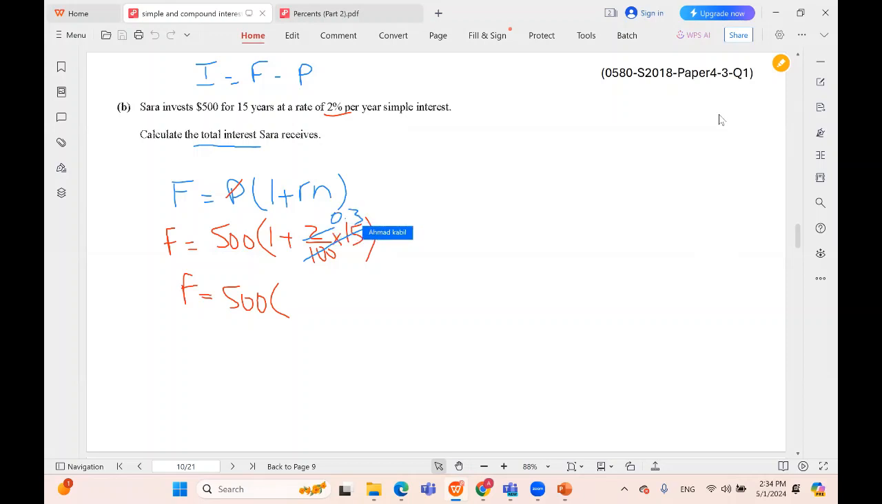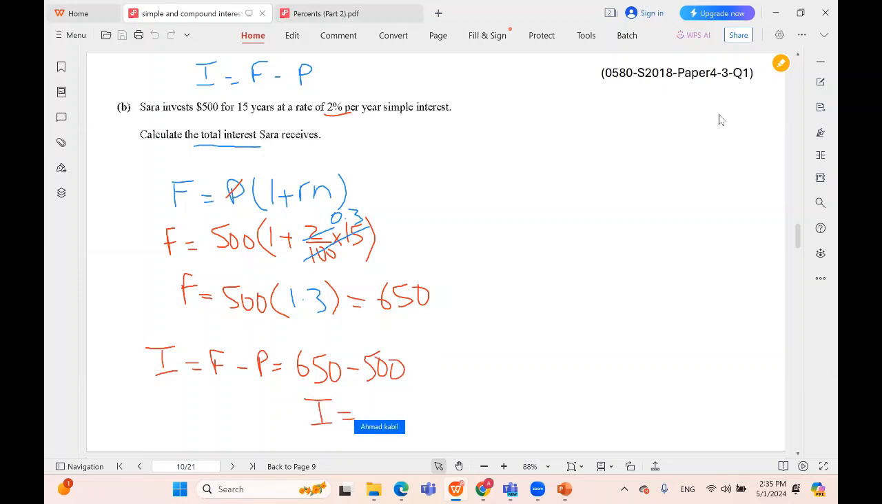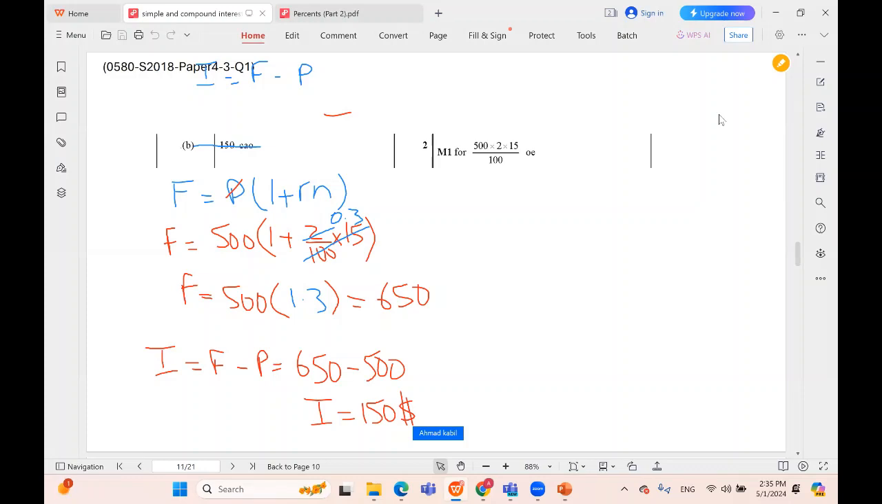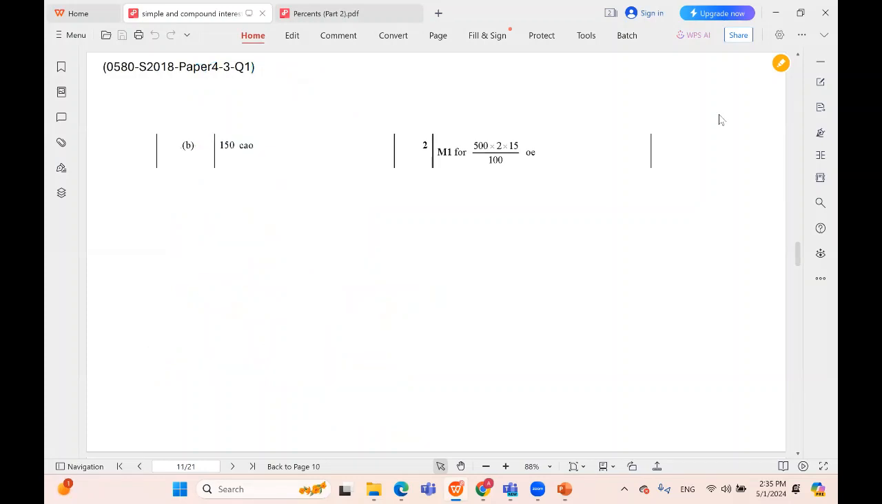This is 0.3. 1 plus 0.3 is 1.3. So we have to multiply 500 times 1.3, and this is equal to 650. This is not the final answer because we want I, which is F minus P, which is 650 minus 500, and I equals $150. 150 is the correct final answer here.